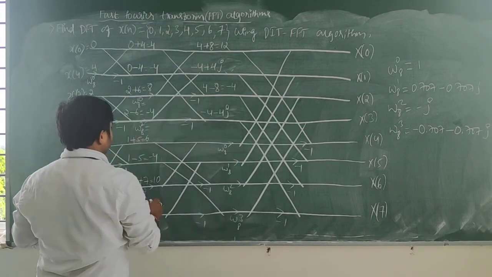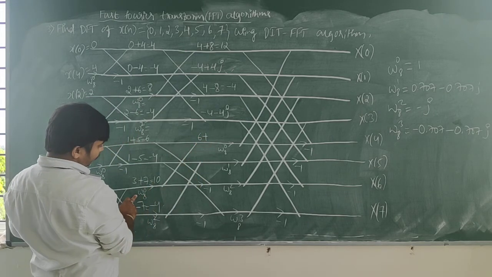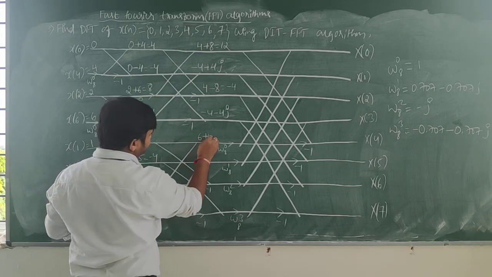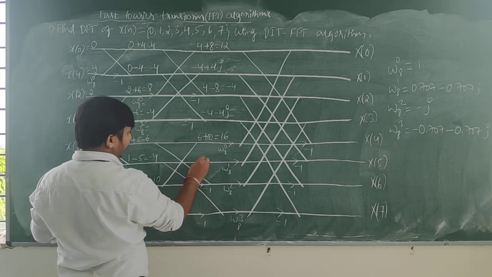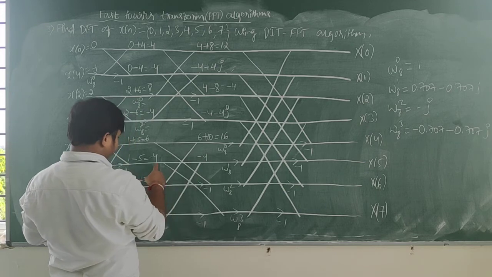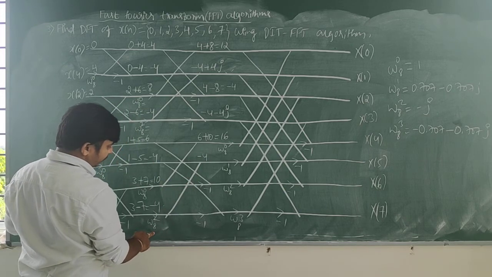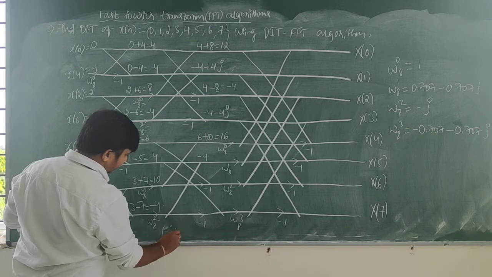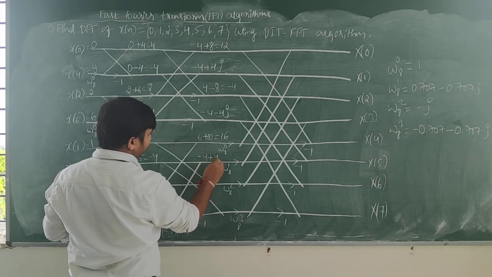Okay. So here 6 is coming. 6 plus W8 power 0 is 1 into 10, 10. 6 plus 10, 16. So here minus 4 is coming. Minus 4 plus W8 power 2 is minus j. Minus j into minus 4, it is plus 4j. Minus 4 plus 4j.